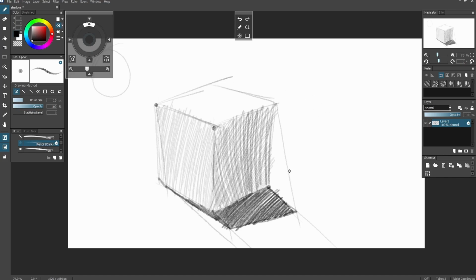Okay, so since those two are shaded, now you can also shade outwards so that your bright side, this one, stands out.